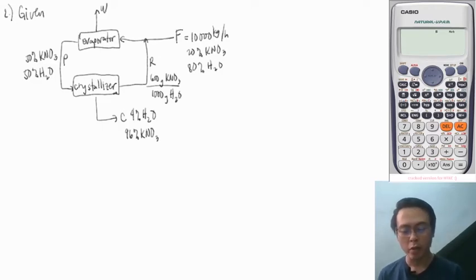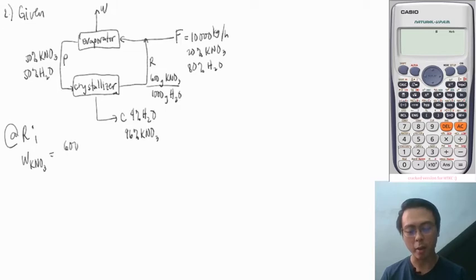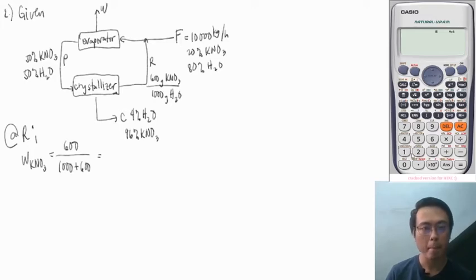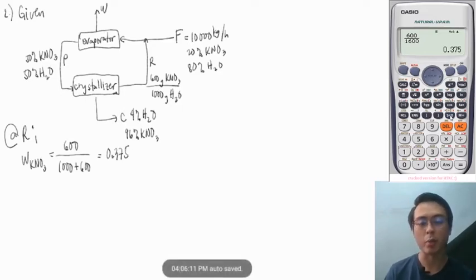If we consider first R, if you set your mini basis as 1,000 grams of water, you therefore have 600 grams of potassium nitrate. And we can solve for the mass fraction of potassium nitrate, which will be important later, no? So we can solve the mass fraction as 600 divided by 1,000 plus 600, which is 600 over 1,600, 0.375. 37.5% of the recycled stream is potassium nitrate.